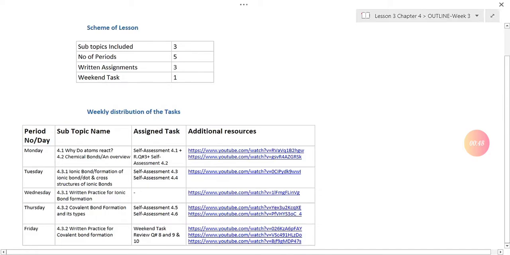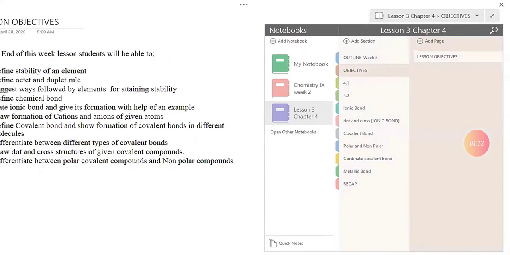Let's talk about the weekly distribution of the tasks. Topic-wise distribution on a daily basis is given to you, and assigned tasks for each respective subtopic have been allocated, and additional resources are given to you to click on for extending your understanding of each topic.